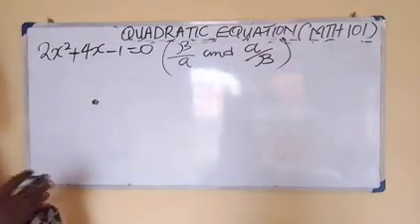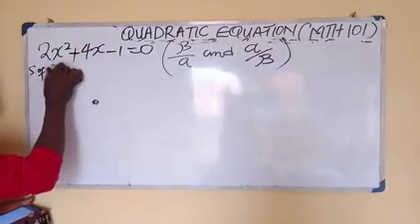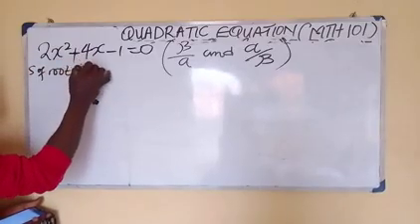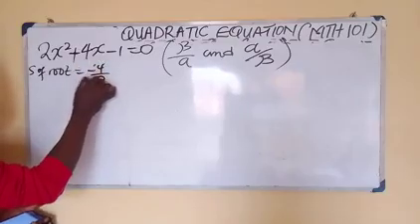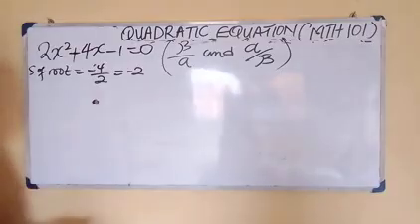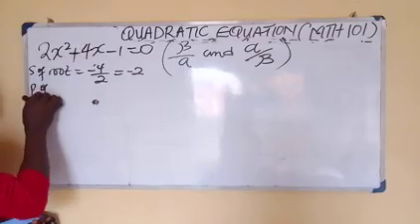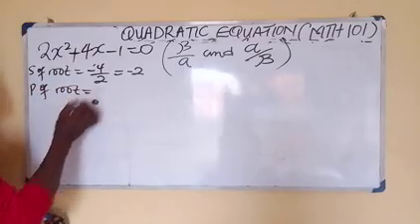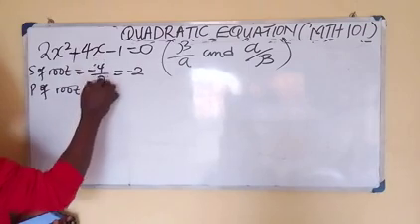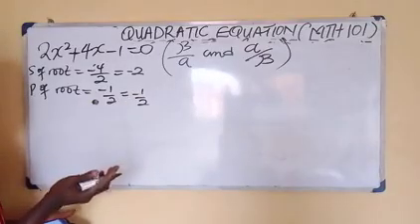The normal procedure is needed here. So the sum of roots, that is minus 4 divided by 2, I'll have minus 2. Yes or yes? Yes. So the product of roots is minus 1 over 2. That is how it is.